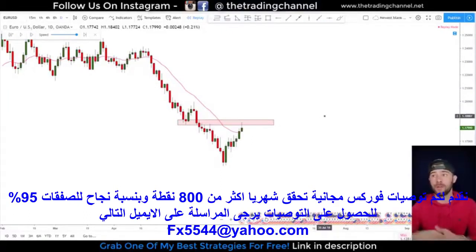Now that we're in our zone, we have to create an entry reason. And let's say for simplicity's sake, we're going to use a lower low, lower close entry reason in a shorting scenario and a higher high, higher close entry reason in a long scenario. What does that mean? A lower low, lower close is a candle that looks like this. As you can see, we have a lower low and a lower close than the previous candle. That's all we need, right?